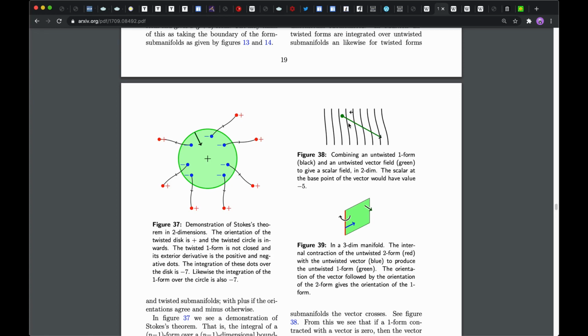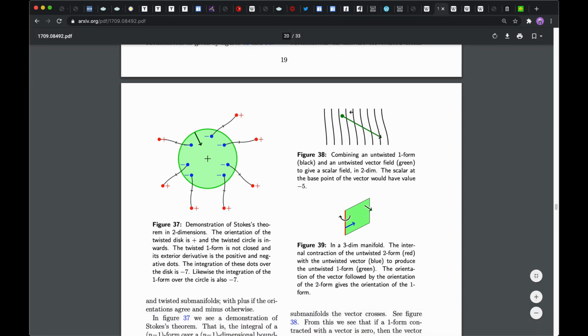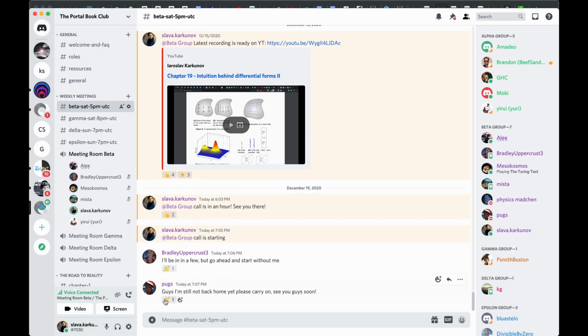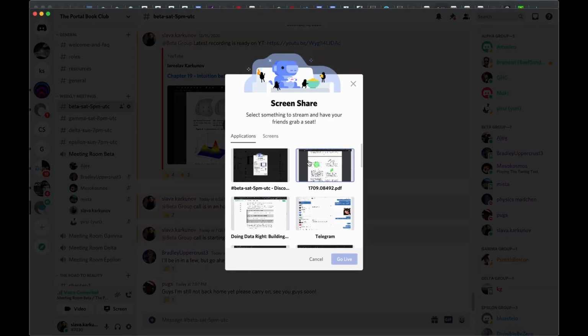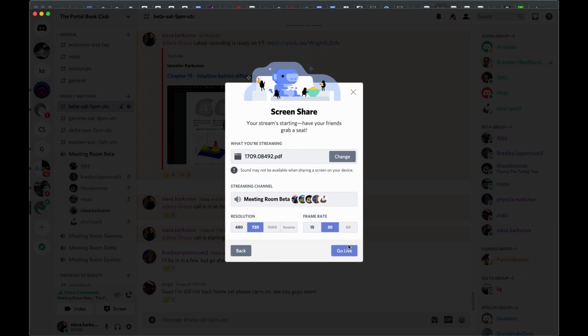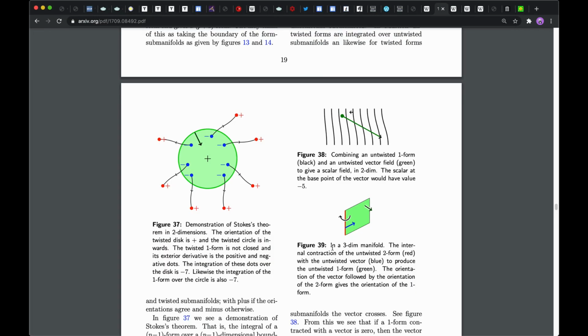Oh, Slava, I don't think you're sharing your screen. Yeah, I forgot to share. Sorry. I need to share not my screen, but the browser window probably, because you will not see the mouse. Do you see the mouse pointer on figure 38? Yeah, I can see it.